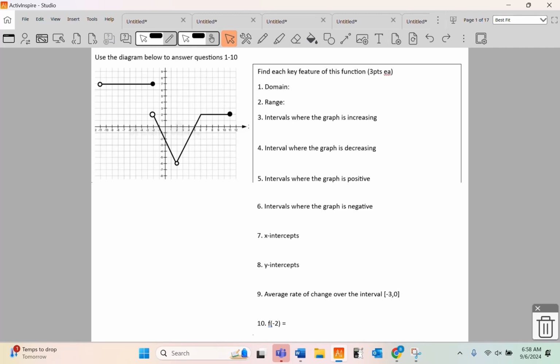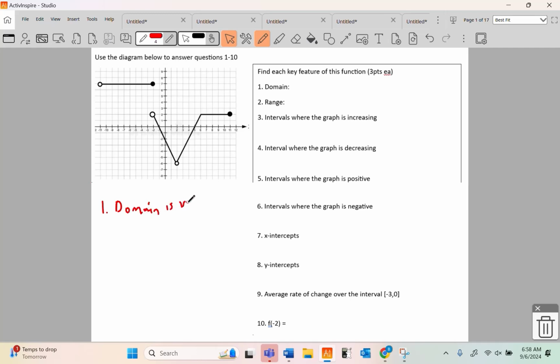All right, so if we're talking about number one, don't be the kid who doesn't know what domain is. Domain is values of x where the function is drawn.